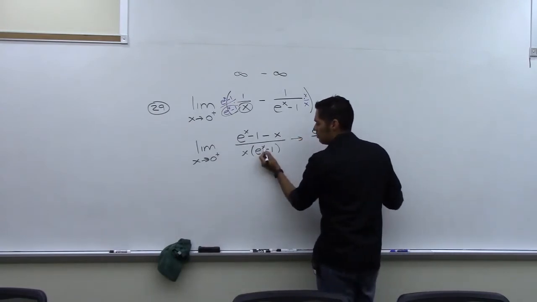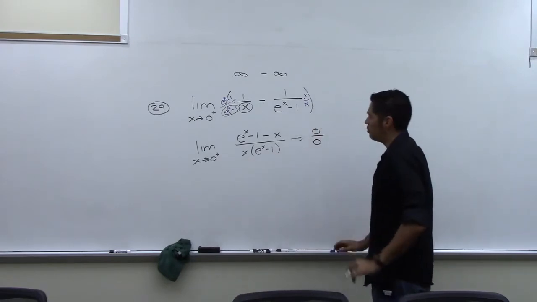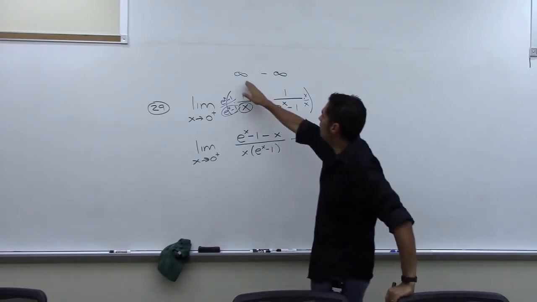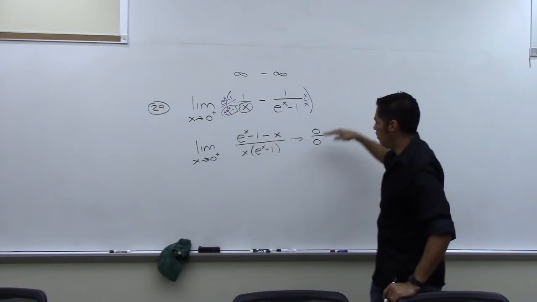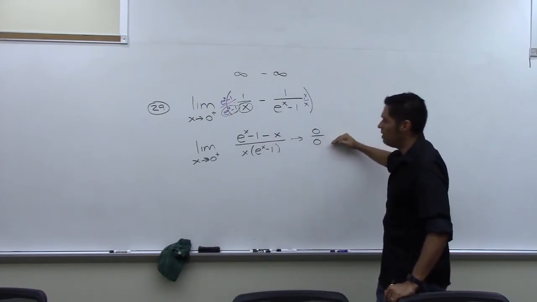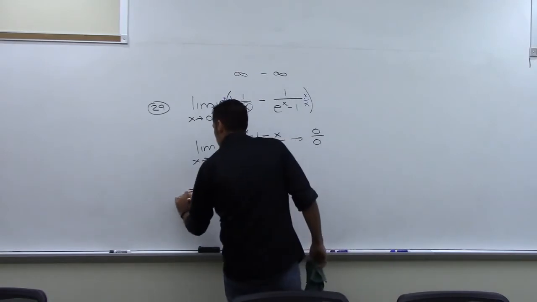And then e to the 0 is 1. 1 minus 1 is 0. That's approaching 0 also, so the bottom is approaching 0. So I've transformed a problem that once looked like infinity minus infinity just algebraically into a new problem where it's 0 over 0. That allows me to use L'Hopital's rule. So I come in here with L'Hopital.